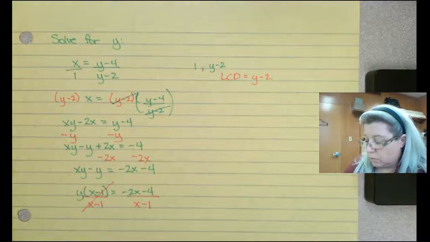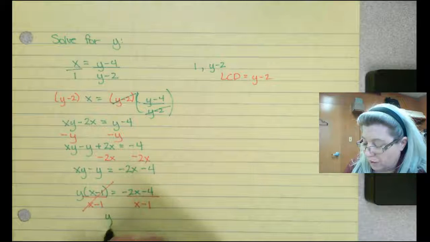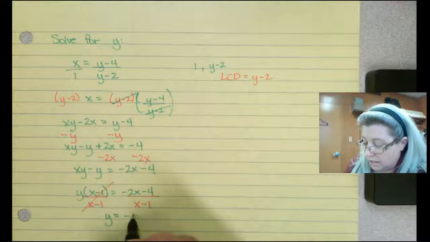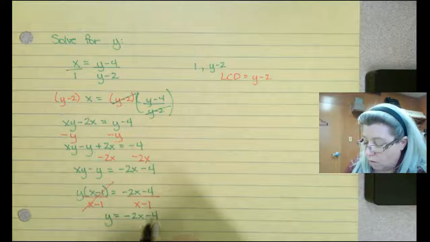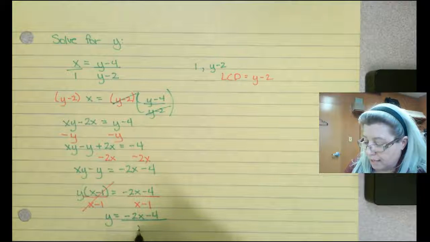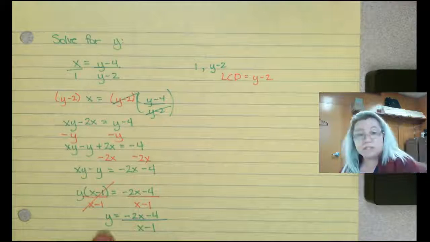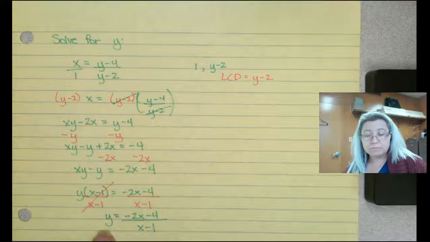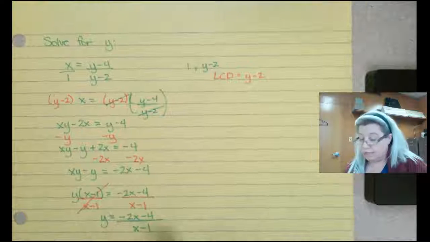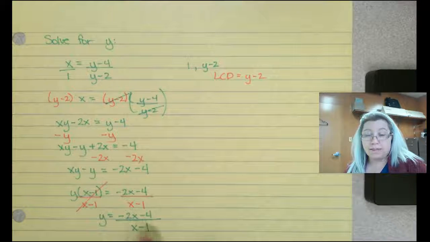X minus 1 goes away on the left-hand side, leaving me with y equals negative 2x minus 4 all over x minus 1. I have solved this equation for y. Yes, I know there's not just a number on the right-hand side, but it does say what y equals.